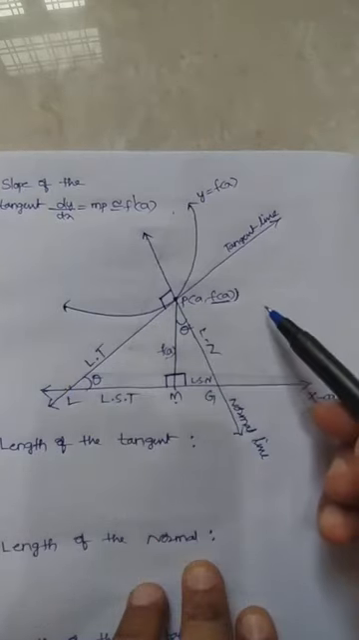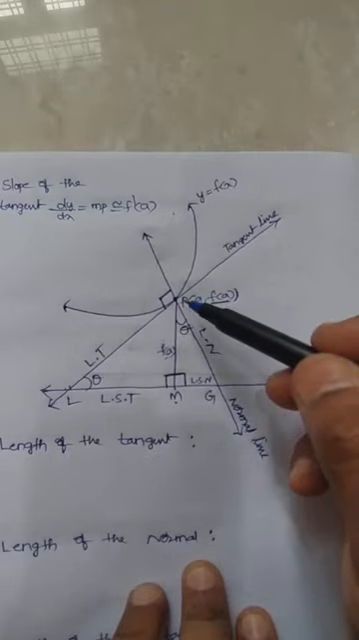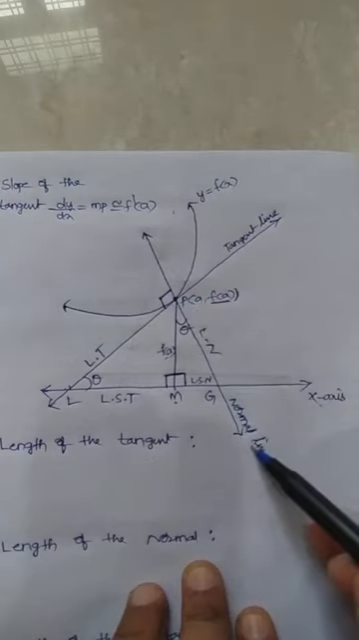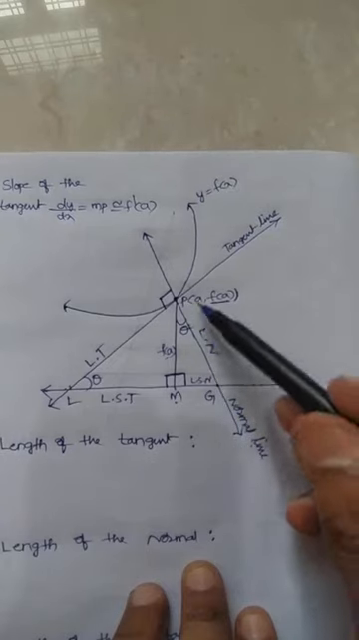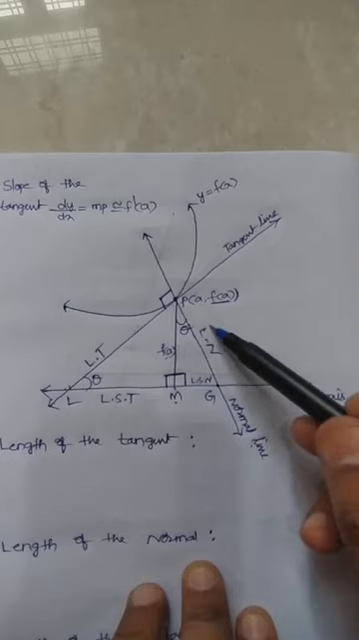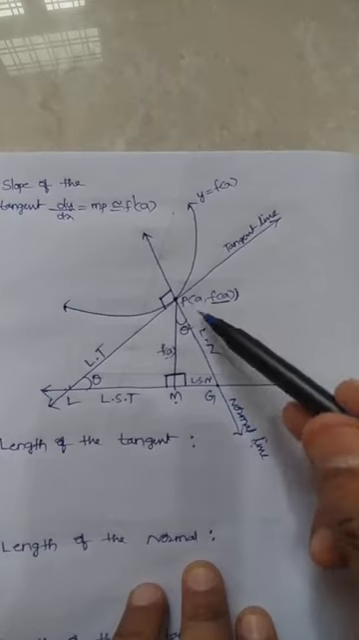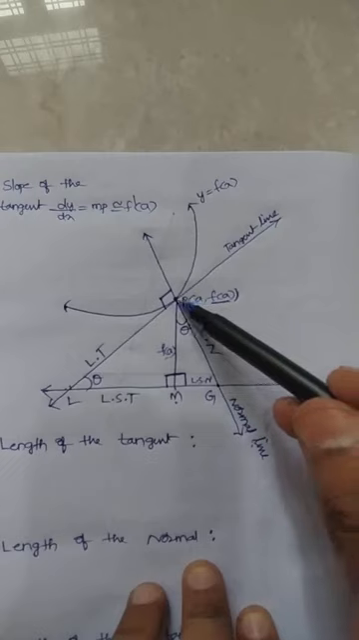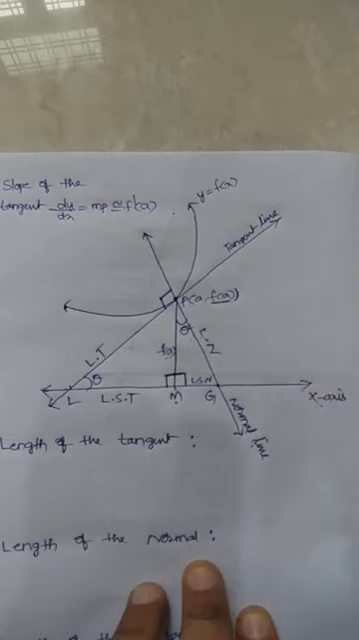Now the second one, length of the normal. In the same way here also, from the point P, where the normal line intersects the x-axis, that is PG bar. PG bar is called the length of the normal. So whenever you are going to find the length of the normal, it is PG bar that you are going to find. This is the second one.